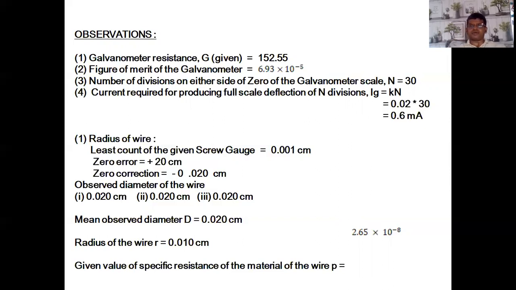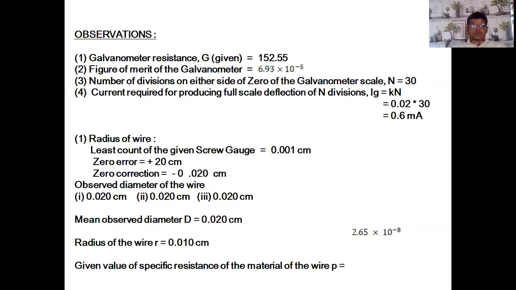And then, after error correction, we find the observed diameter of the wire. It is 0.020 centimeter, directly given by the examiner, and if it is not given, it is very easy: you find it again with the help of the screw gauge. So we find the average diameter 0.020 centimeter, and then the radius is d by 2. So radius r is equal to 0.010 centimeter.